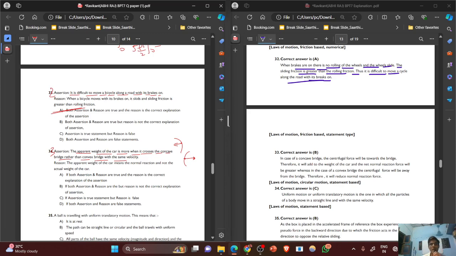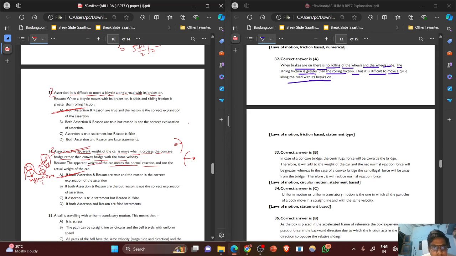Concave and convex. You can think in this way. This is a convex part. This is a concave part. In the concave part, mg will be in this direction plus mv square by r will be in this direction, and in the convex part mg will be in this direction, but mv square by r will be in this direction. So in the concave part, apparent weight is greater. Yes, assertion is right.